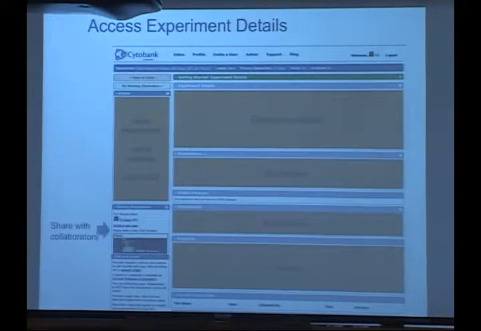So in addition, I wanted to highlight this part right here where you share with collaborators. You can share an entire experiment with your collaborators. This means the gates, the figures, as well as your different statistics and analyses.